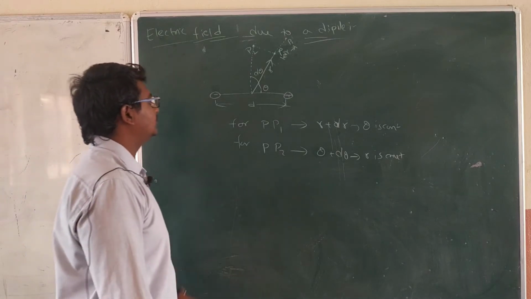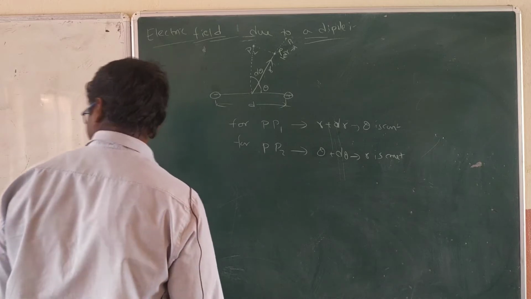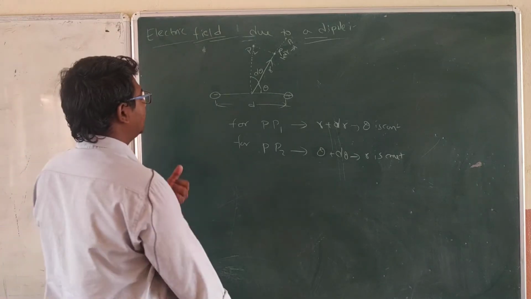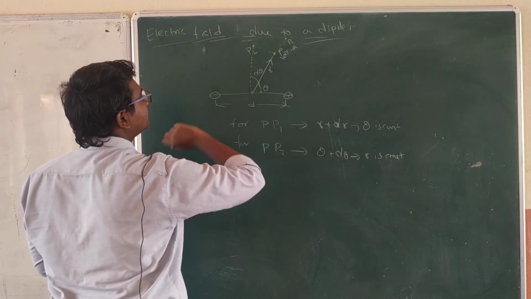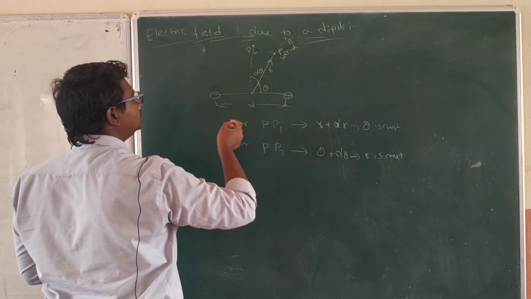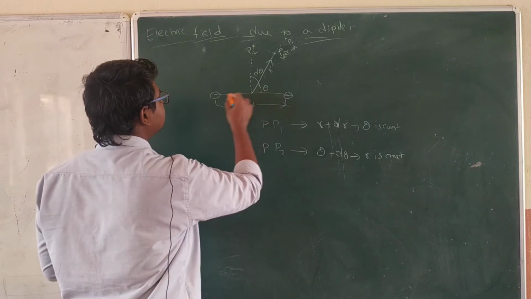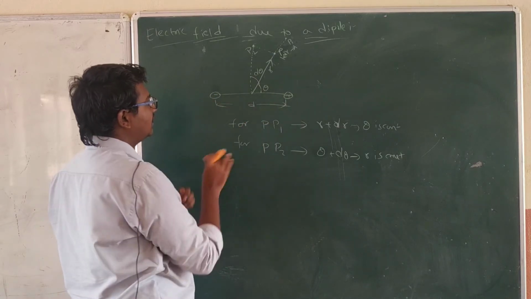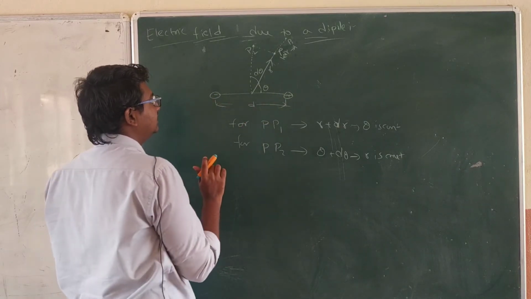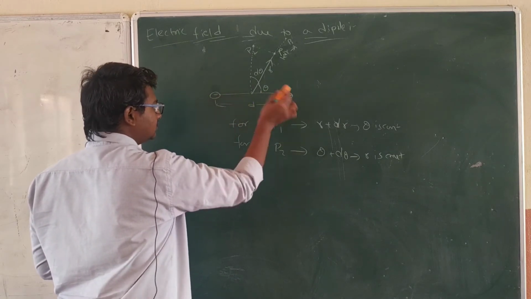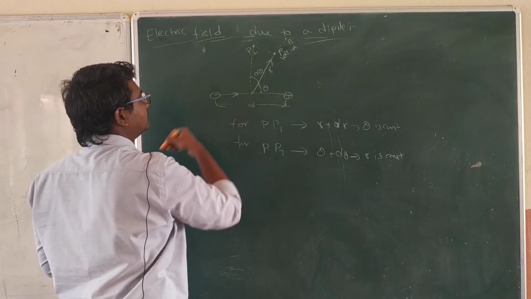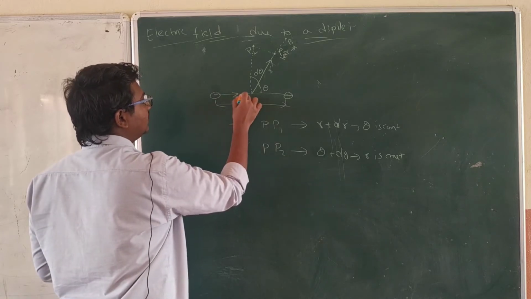Now we will enter into the derivation part. First we have to find the electric field due to these 2 charges, or due to this dipole, not separately. We are not finding these 2 charges separately. We are going to find it by using the dipole moment.